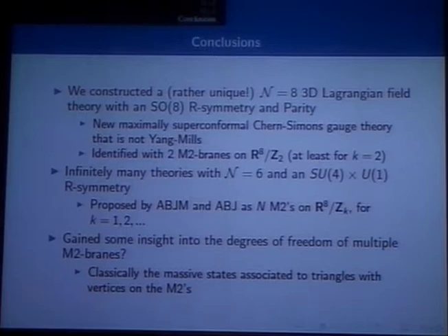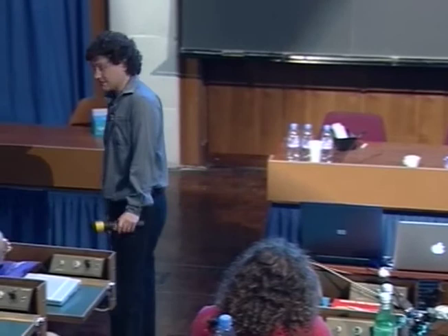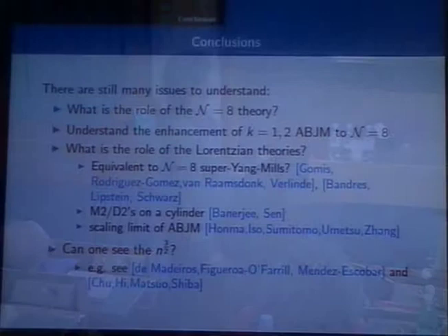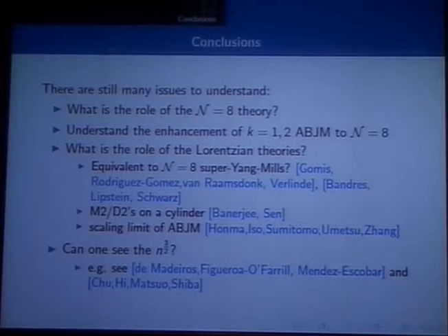So, there are many issues to understand. This is just a few. The first one is, what is the role of this N=8 theory? Okay, maybe you buy that for k equals 2, but what about the other values of k? I would still bet that it has something to do with M theory. I think a big open problem is to fully understand the enhancement of the ABJM models at k equals 1 and 2.